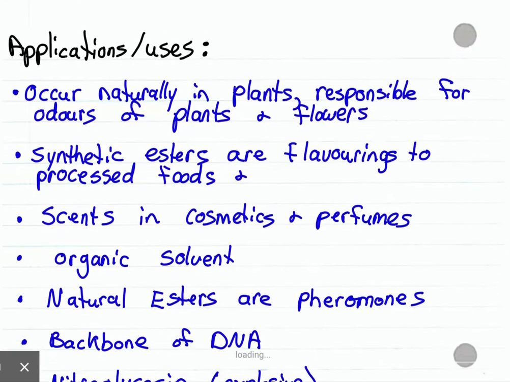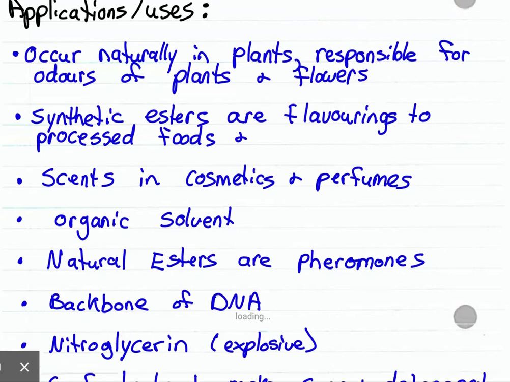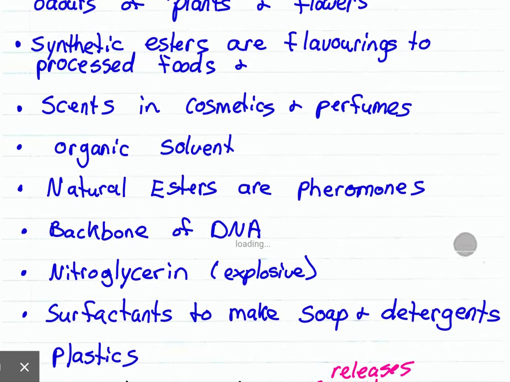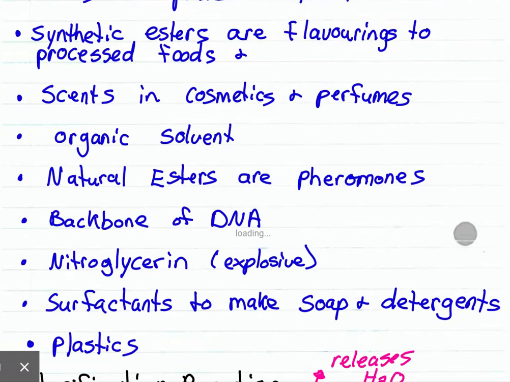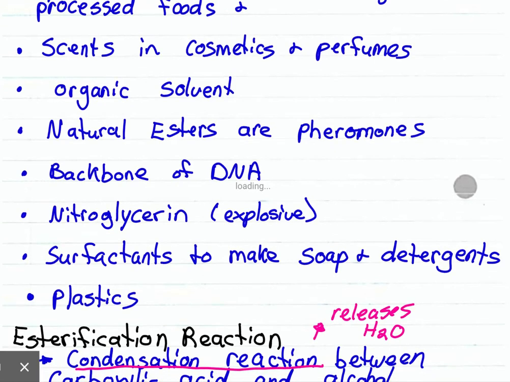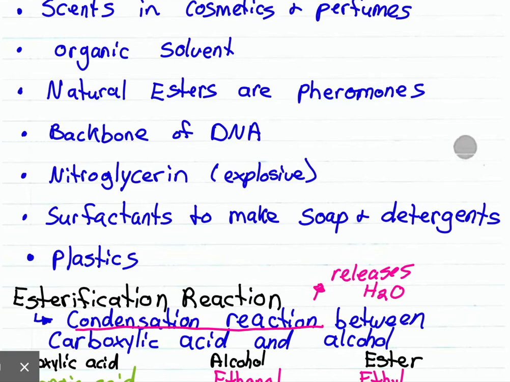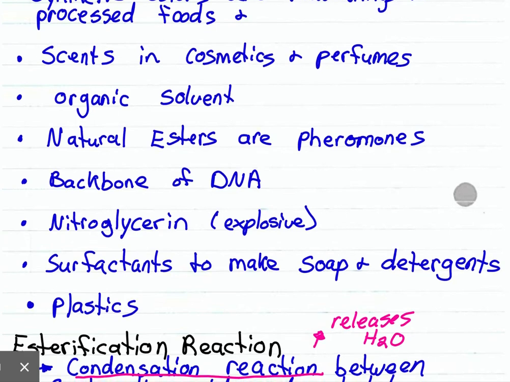Applications where we might use esters: they occur naturally in plants and are really responsible for the odors of plants and flowers. And synthetic esters are used for flavorings in processed foods. They're used in scents, in cosmetics and perfumes. They're an organic solvent, which means you can dissolve things in them. Natural esters are the pheromones, so things that insects and animals use. The esters are the backbone of DNA, so that's something that you might have looked at in 4U. Nitroglycerin, which is an explosive, is a common ester. We already talked about using it in soaps, in detergents, and a big one is that it can be used in plastics.